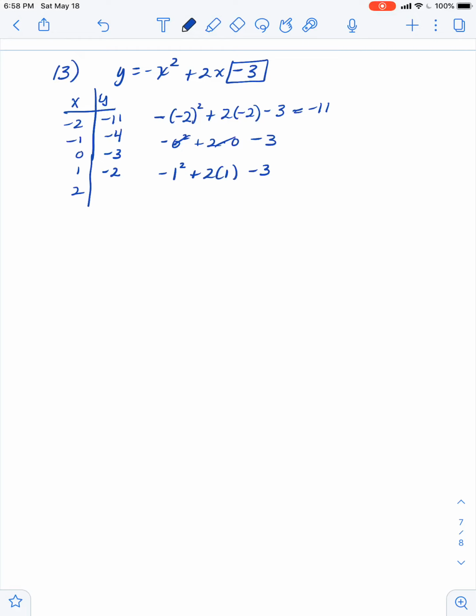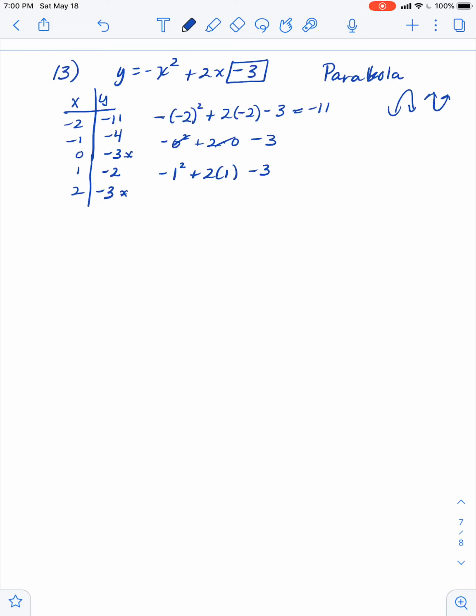Okay, and then I'm going to go back in and I'm going to put 2 in. And I get a -3. Okay, now how do I know when to stop? Well, I know when to stop when I get the y value repeated. And so that's telling me that my parabola, which these are always parabolas, okay, quadratics are always parabolas, P-A-R-A-B-O-L-A.